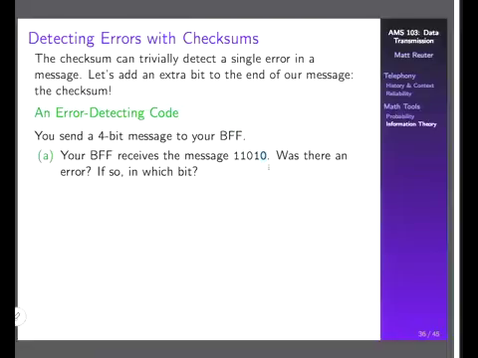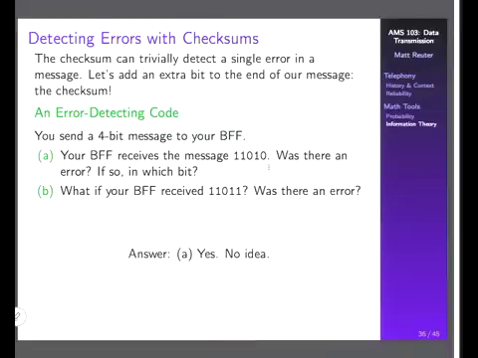Okay? And so this is the idea of the error detecting code. Were we able to detect the error by adding this checksum? Sure. Do we know how to correct it? Not a chance. All we know is that an error crept in. Okay, so now, suppose in a different situation, your BFF received 11011. Okay, so what are the 4 message bits in this case that your BFF received?